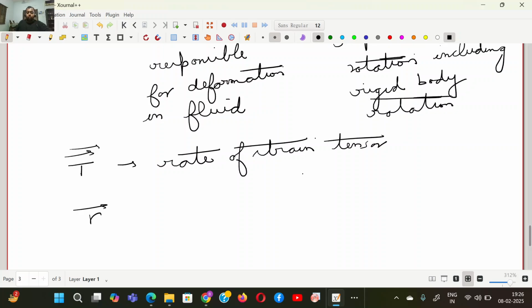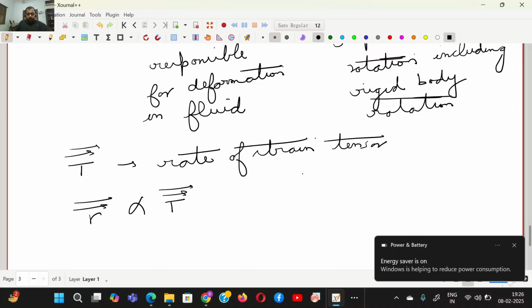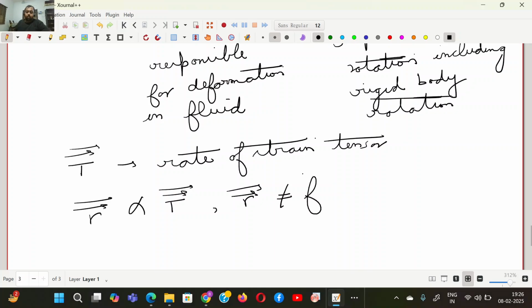So our tau stress, the deviatoric component of stress, is proportional to the rate of strain tensor. And it's not a function of omega. Just keep this in mind, okay?